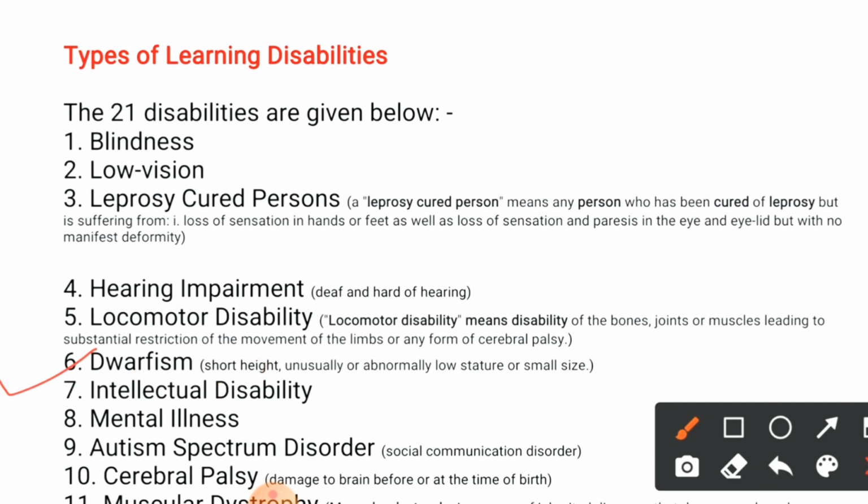Okay, next we have intellectual disabilities. Intellectual means related to the brain, thinking abilities. So some children have problems in thinking, especially with mathematics problems, science problems, etc.